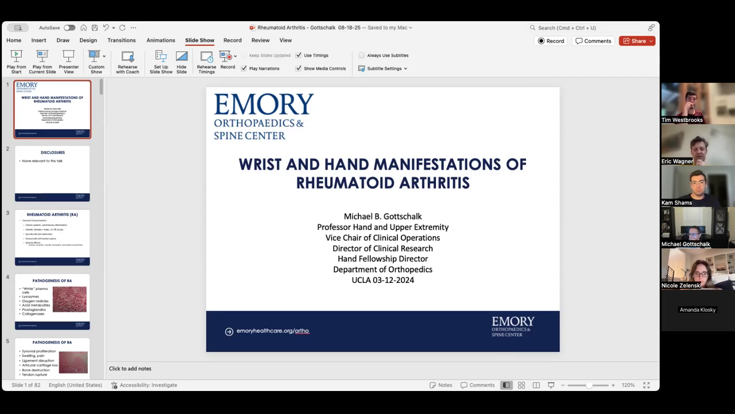And elbow too, Gottschalk, or just hand and wrist? Just hand and wrist stuff. I left the elbow. Okay, sounds good. All right, guys. Well, Gottschalk, take it away, and we're recording it, obviously.